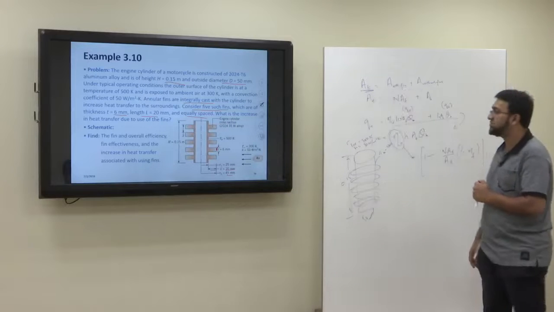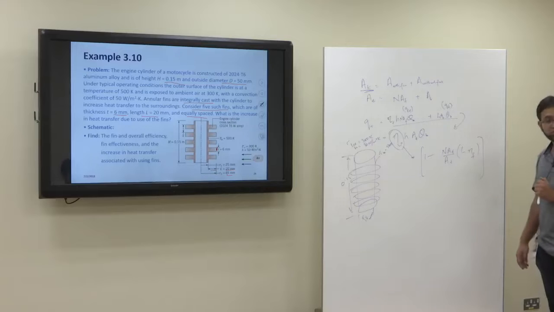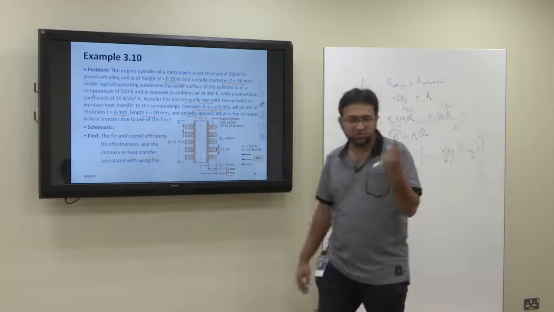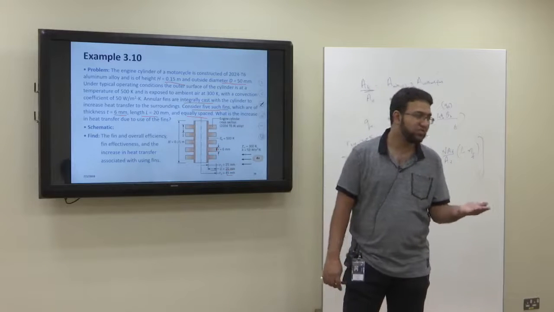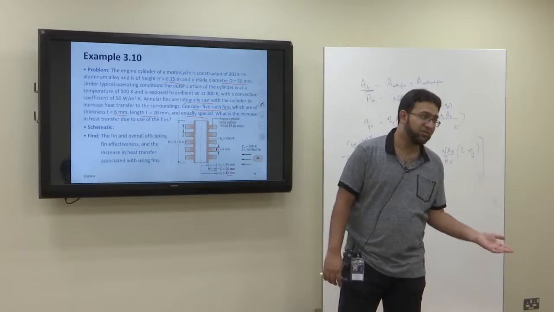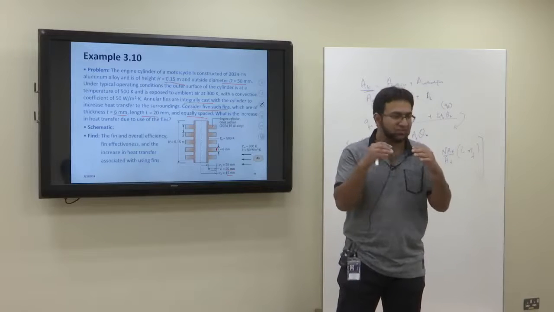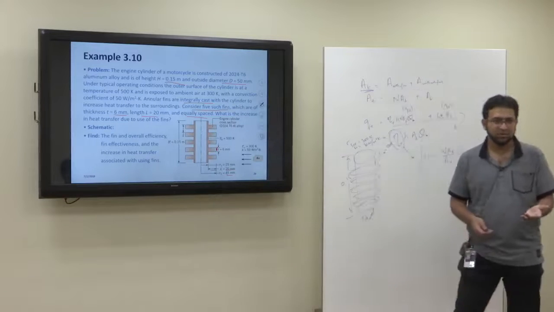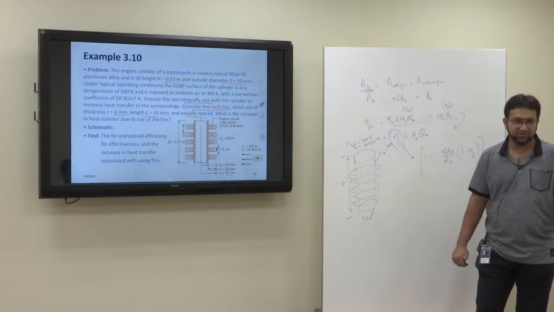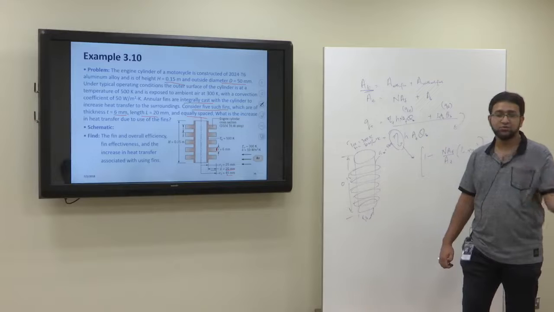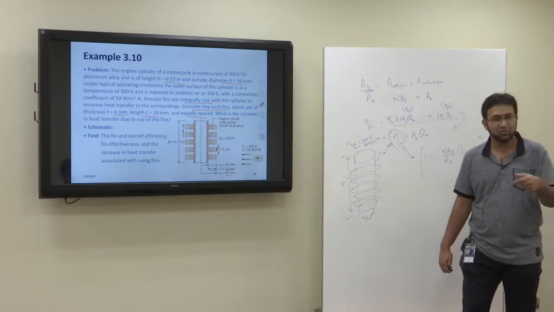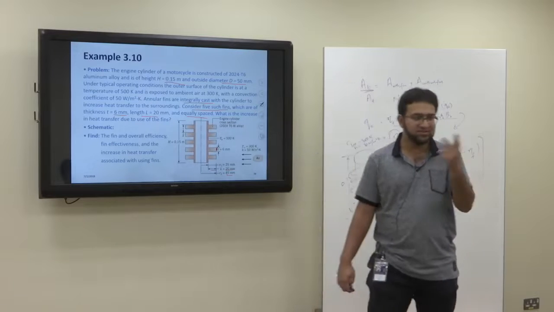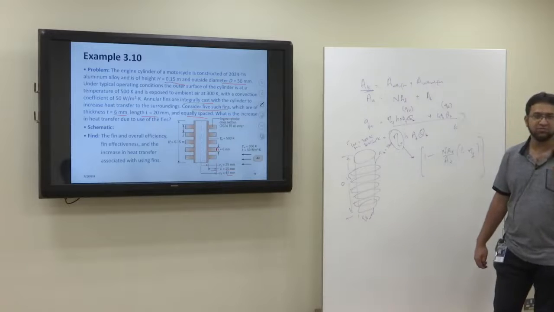What is the increase in heat transfer due to the use of fins? So the question is, what is the increase in heat transfer due to the use of fins? This means first you need to find out how much is the heat transfer with fins and how much is the heat transfer without fins. Then you subtract the two, then you know how much is the actual increase in heat transfer. Is it clear? So it is not asked what is the heat transfer. It is asked what is the increase in heat transfer due to the use of fins. So one time you have to solve the problem with fins, second time without fins, and then determine by subtracting the two what is the increase in heat transfer.